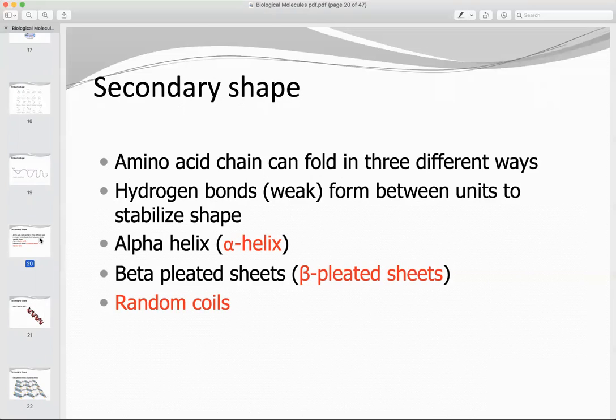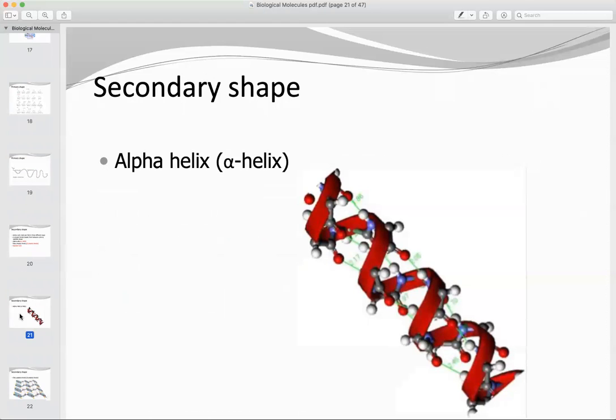Secondary structures or secondary shapes of a protein are created when these chains of amino acids begin to fold. This is an example of an alpha helix. You've probably seen a structure very similar to this when you look at the structure of DNA. DNA is referred to structurally as a double helix, which is just two strands of nucleotides that wind around each other in a spiral or helical formation. In this case, we're looking at a secondary structure that is an alpha helix.